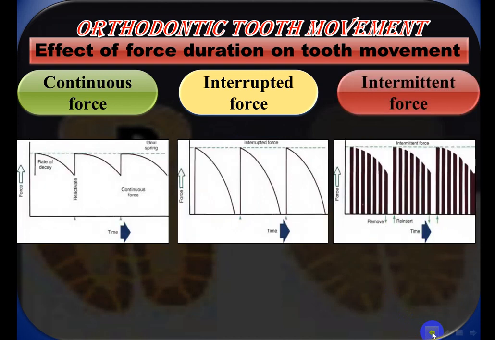What about the intermittent force? What do I mean by it? The intermittent force means that the force level abruptly declines to 0. How? This represents the side of force application. It will reach its original optimal force, then it will decline to 0.